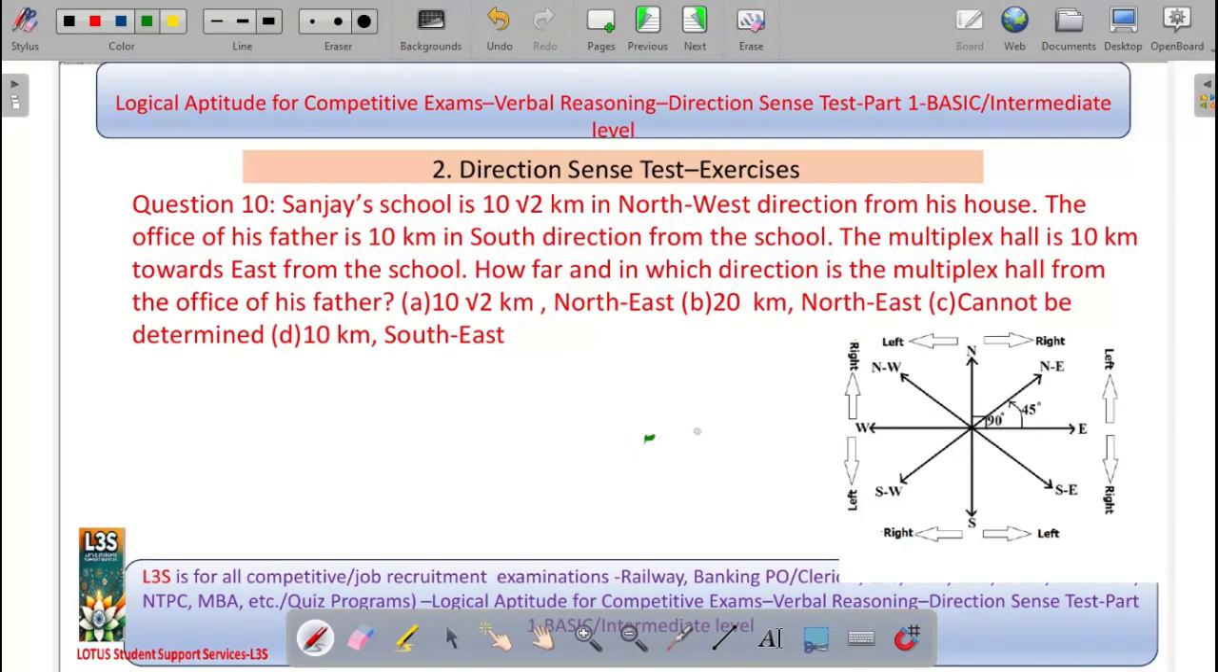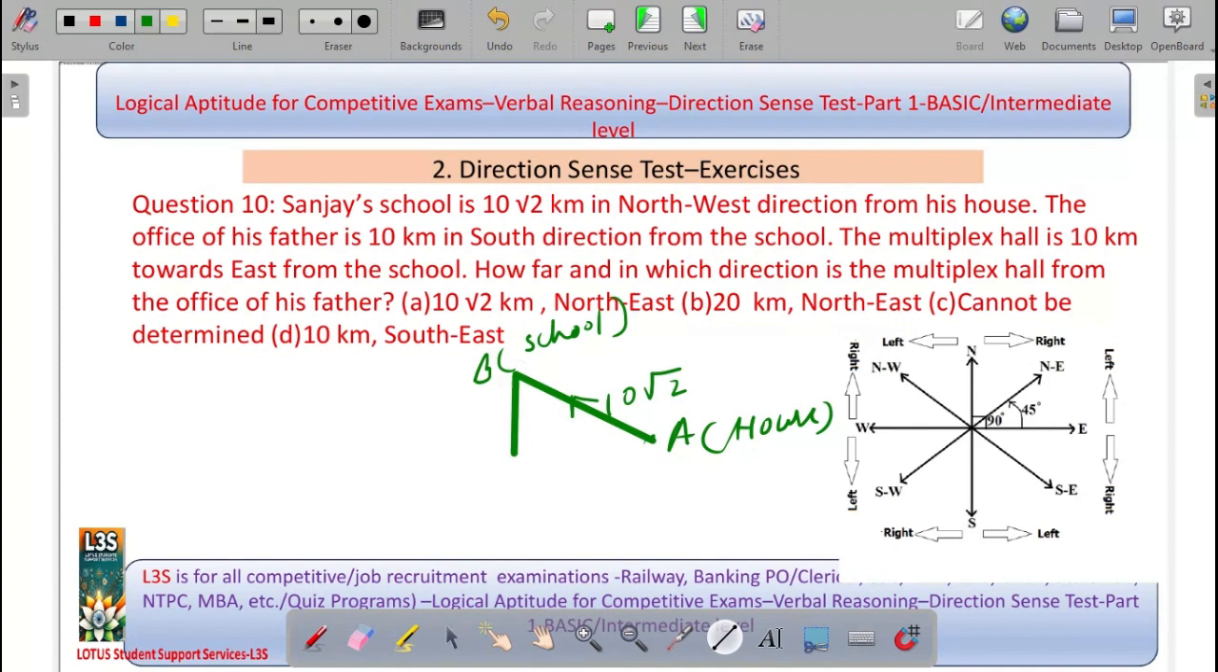Say this is the starting point and this is his house. A is his house. Now from here, 10 root 2 km in the northwest direction. So the northwest direction is between north and this way. And this is B. B is the school. This distance is 10 root 2 km. Now the office of his father is 10 km in the south direction from the school. So south direction means it will come down 10 km.